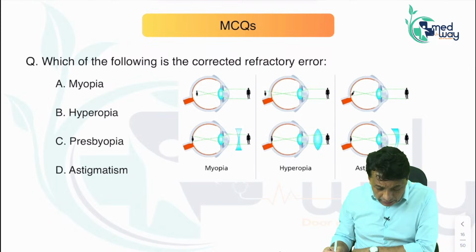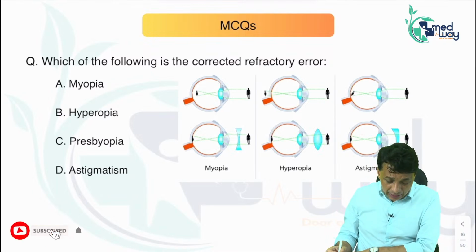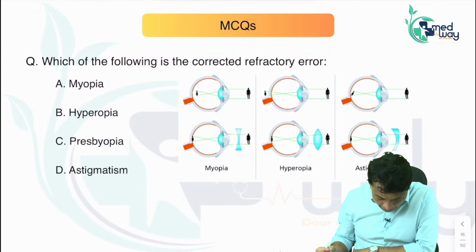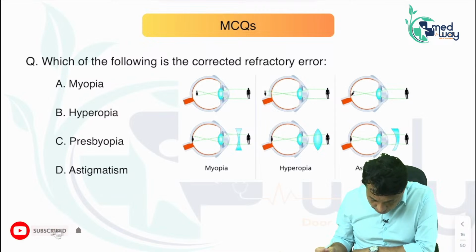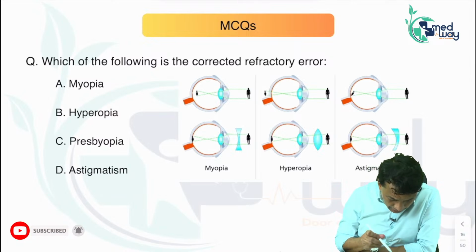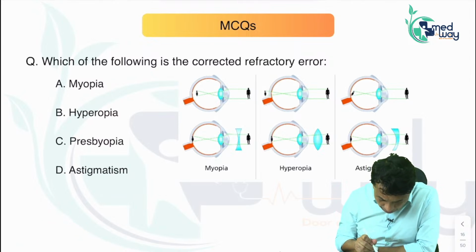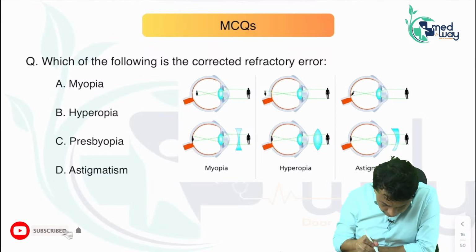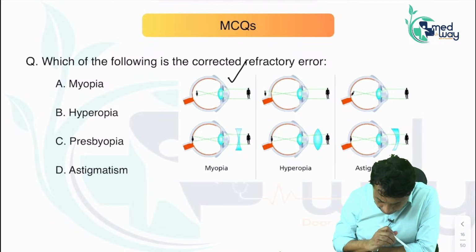Which of the following is the corrected refractive error? And here you see, you have some pictures: myopia, hypermetropia, presbyopia, astigmatism. These pictures actually make no sense here because they look weird, but we can try this. So, let us look at the pictures, myopia, hypermetropia, astigmatism, and you see the first picture here is rays of light falling in front. So, that is correct, this is myopia.